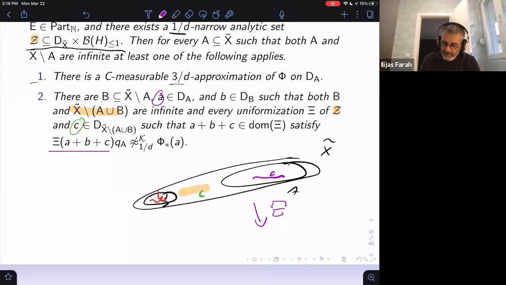Now you see the left-hand side is equal modulo compacts to phi star of A, because PA times A plus B plus C is just equal to A. So what possibility 2 tells us is that if possibility 1 fails, then we can somehow prevent our set Z from having an approximation, a uniformization, because the quantifier on C is that for every uniformization C of Z, there is some obstruction.